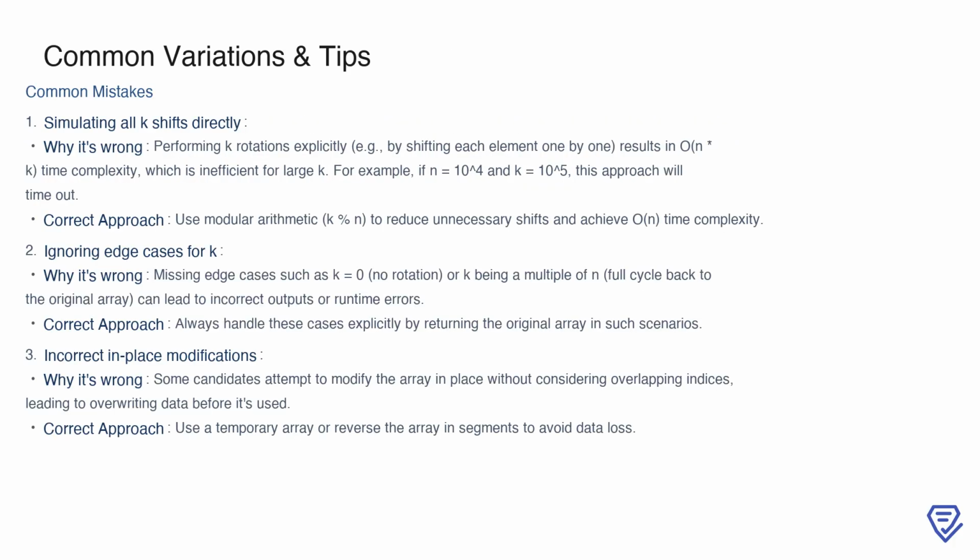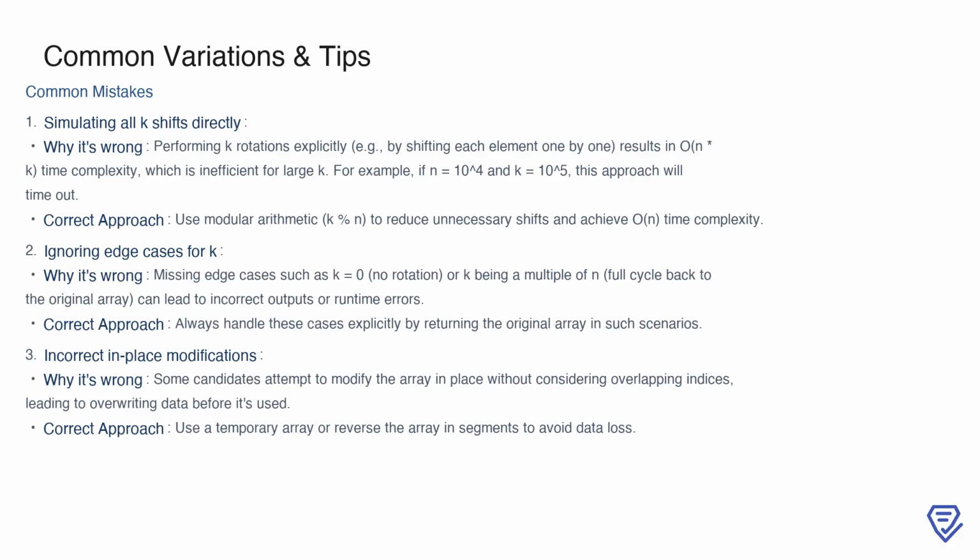When solving the Shift 2D grid problem, a few common mistakes often arise. First, simulating all k shifts directly by explicitly performing each rotation may seem intuitive but is highly inefficient. This approach results in a time complexity of O(n*k), which can easily time out for large values of k. Instead, modular arithmetic can simplify the process. By calculating k modulo n, we can reduce unnecessary shifts and achieve an efficient O(n) solution.